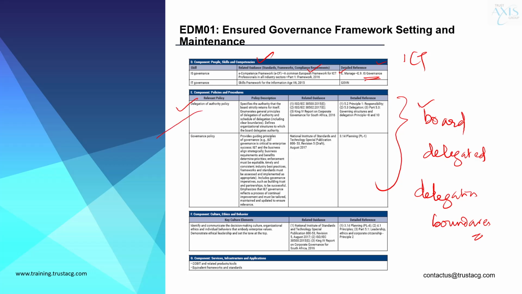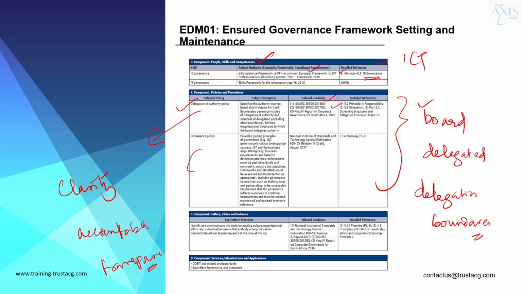So, the intent of this particular policy is to ensure there is clarity, accountability, and transparency in the decision making across the governance framework. Now, it draws references from several key publications like your ISO 38500 standard, its first principle that concerns responsibility, and its fifth principle that concerns delegation, right?